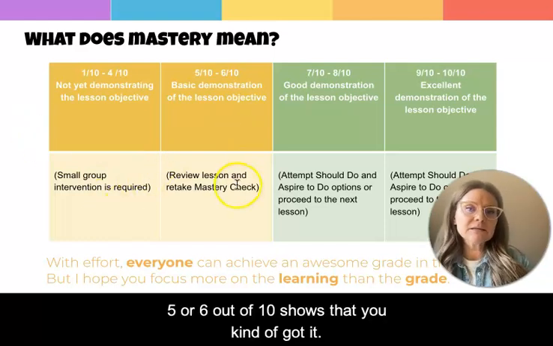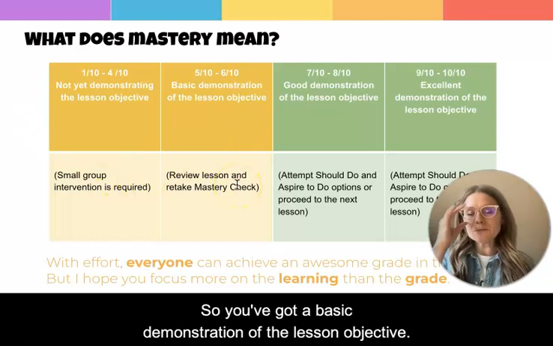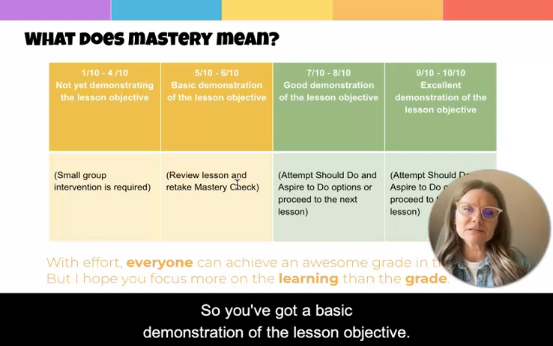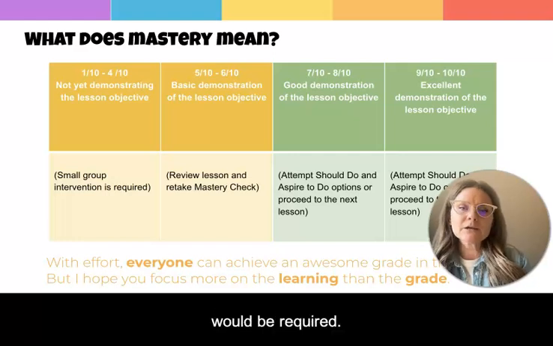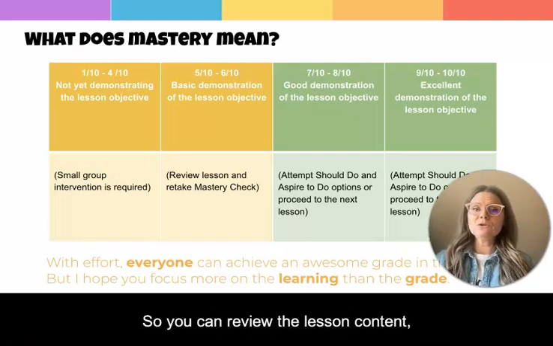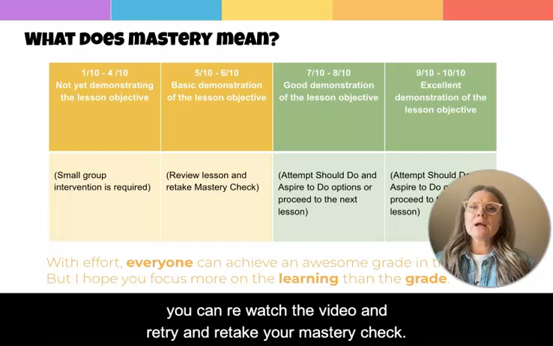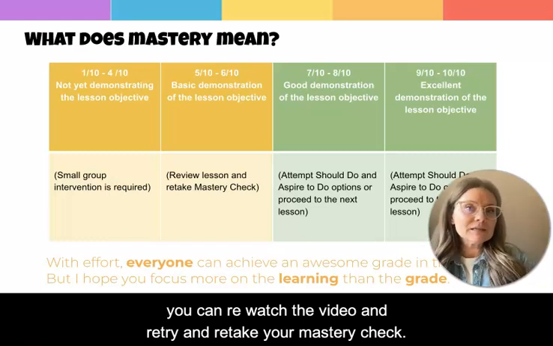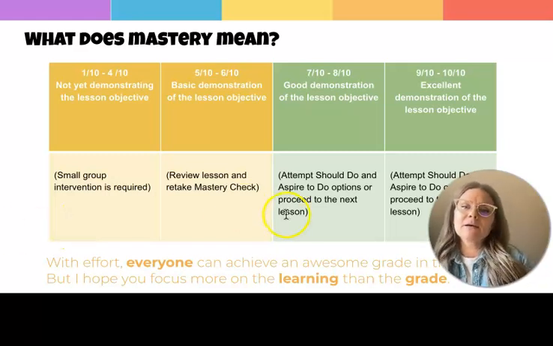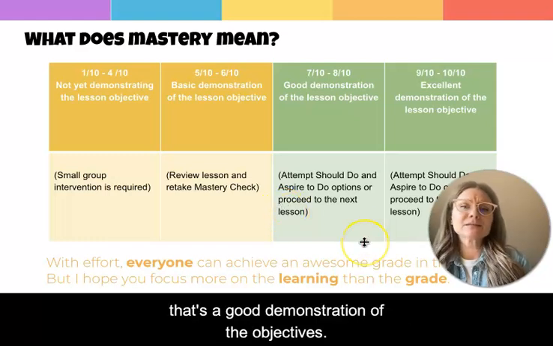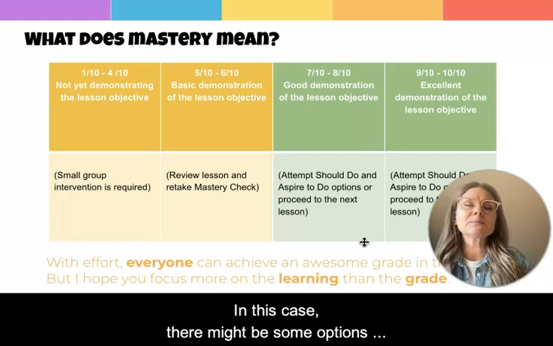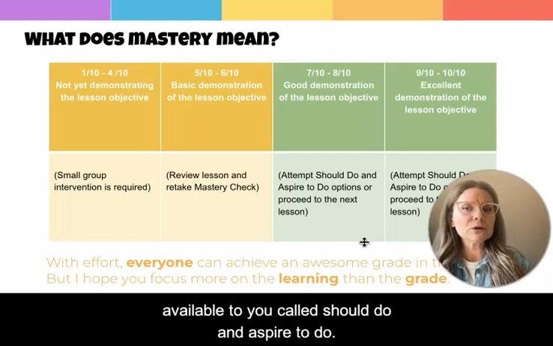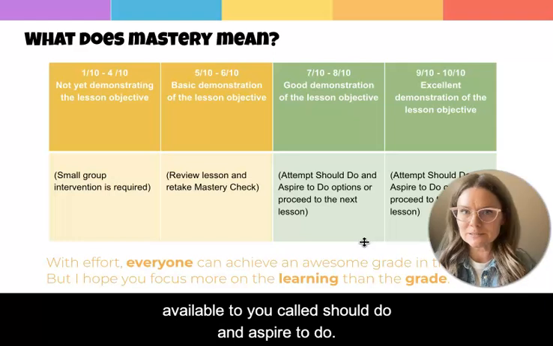5 or 6 out of 10 shows that you kind of got it. So you've got a basic demonstration of the lesson objective. And if that's true, then maybe just a little review would be required. So you can review the lesson content, you can rewatch the video, and retry and retake your mastery check. If you've got 7 or 8 out of 10, that's a good demonstration of the objectives. And in this case, there might be some options available to you called should do and aspire to do.